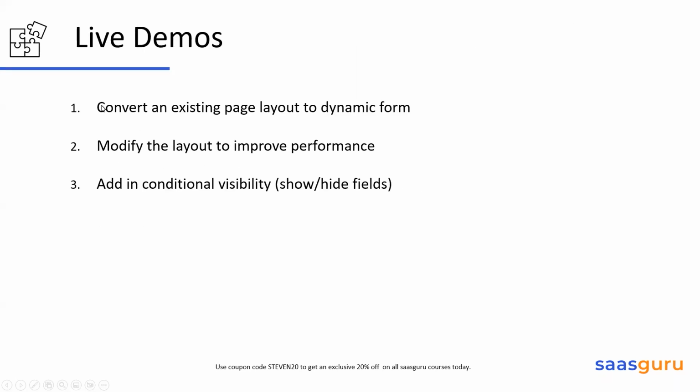So this is just some of what we're going to run through now. I haven't seen any questions yet, so feel free to ask if I'm talking too quick or my accent's a bit challenging for you, and I'll try and pronounce it a different way. We'll start by converting an existing page layout, which will take only a few seconds, and then we'll think about the performance benefits, what we can change around, and then some conditional visibility with a couple of different use cases.